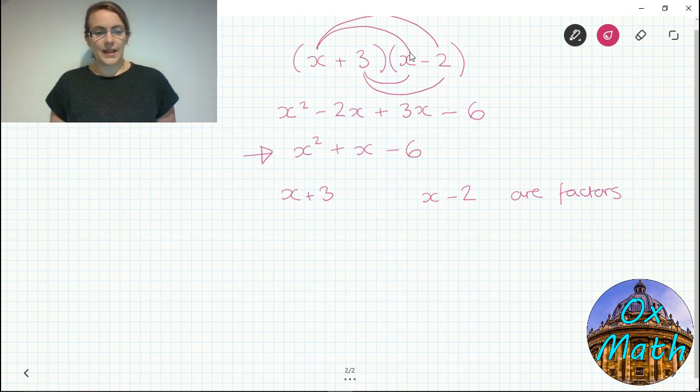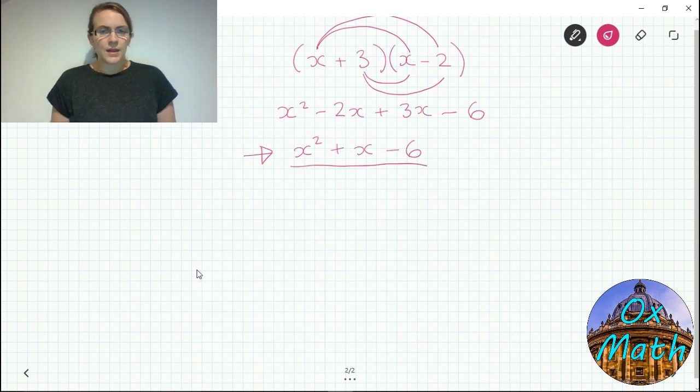So just like if you want the factors of 6, that would be 2 and 3, because 2 times 3 is 6. Here the two brackets are each a factor, because you multiply them together to get your x squared plus x minus 6. Now, to think about factorising, my preferred method is using the grid method.